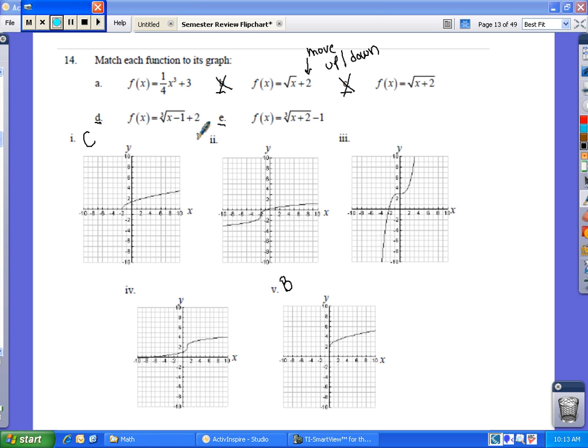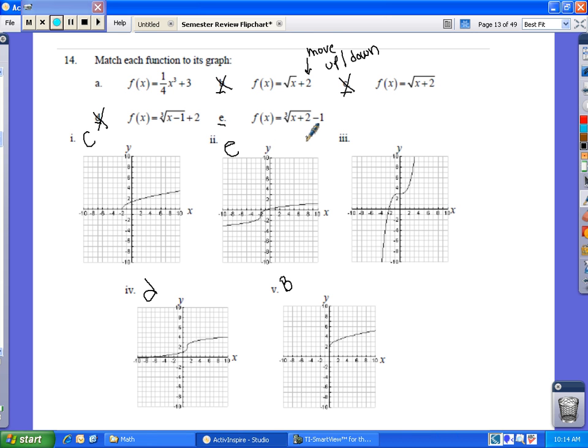Alright, so for equation D, this one has been moved 2 units up and 1 unit to the right. And this graph has been moved 1 unit down and 2 units to the left. So if this one was moved up and this one was moved down, which of those graphs is higher on the y-axis? You can tell that graph 4 is higher, so therefore equation D goes with graph 4, which must mean that equation E goes with graph 2.